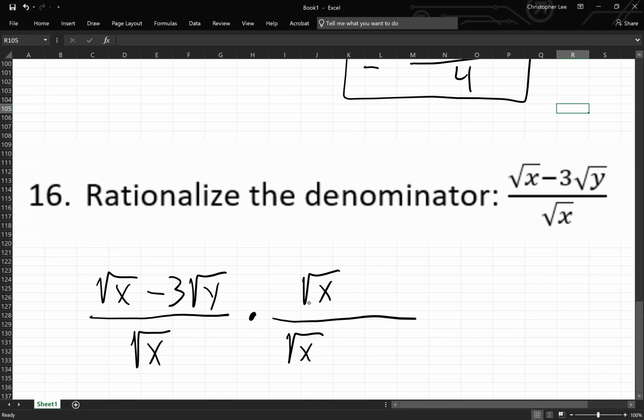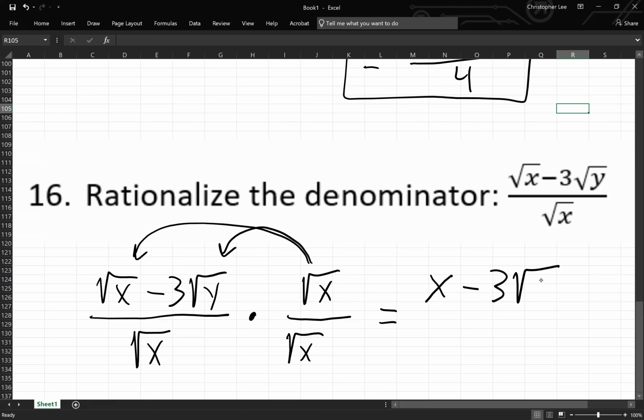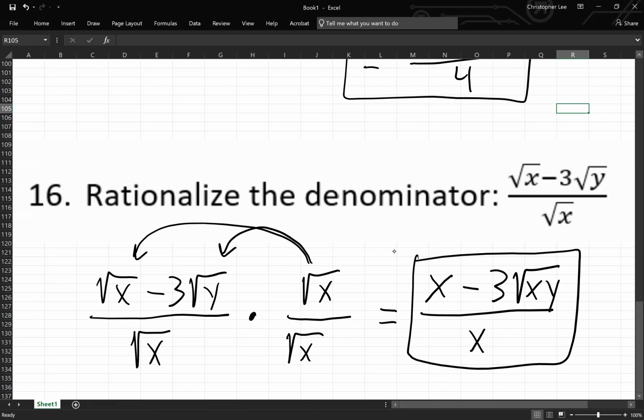Now I'm gonna reverse distribute this because I'm just trying to make my life easier. So I'm gonna go backwards like that, but I'm gonna come out with the same answer. Let me make this a little bit shorter. So what am I gonna have? I'm gonna have square root x times square root x is just x, minus 3 square root x times y, so xy, over square root x times square root x, which is just x. That's my answer, and I'm done. Any questions on this? Okay. No questions? Y'all better get this right tomorrow.